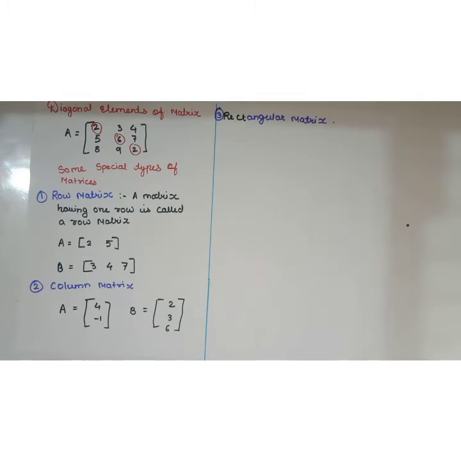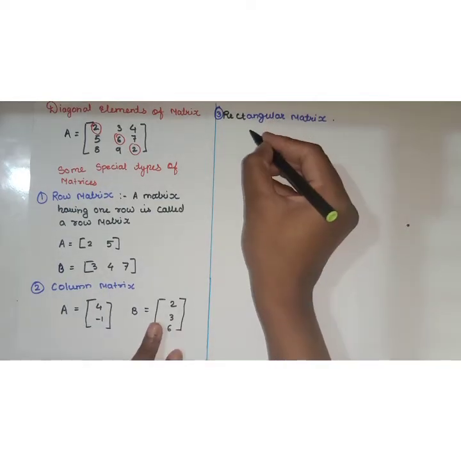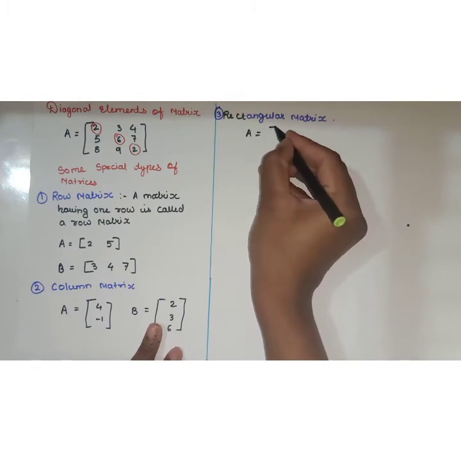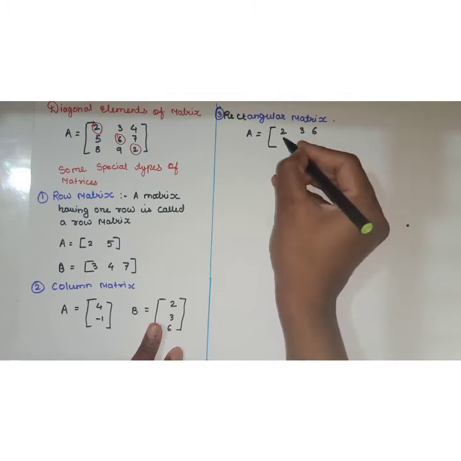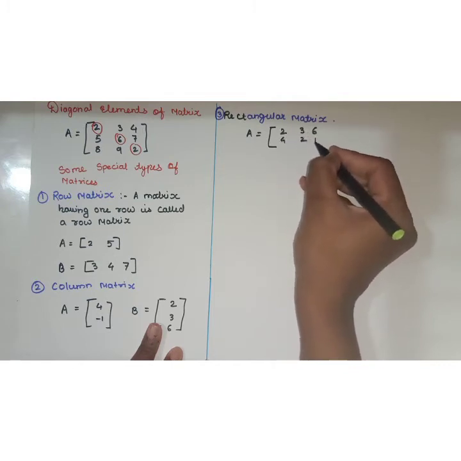A matrix in which the number of rows is not equal to the number of columns, we call it a rectangular matrix. Means when your number of rows and number of columns are not equal, that time we call it a rectangular matrix. Like here, for example, A equals 2, 3, 6, 4, 2, 1, 8, 2, 3.